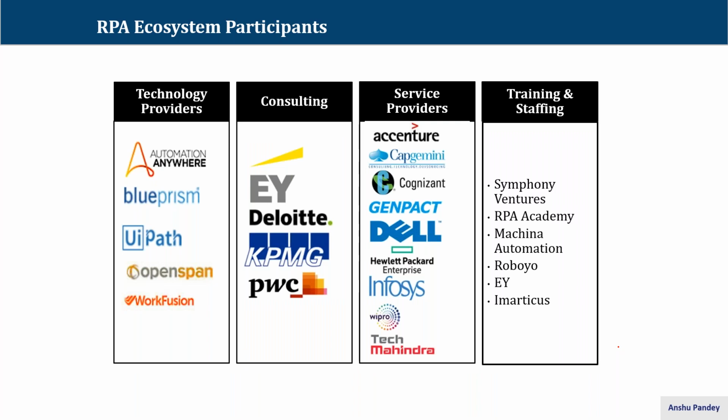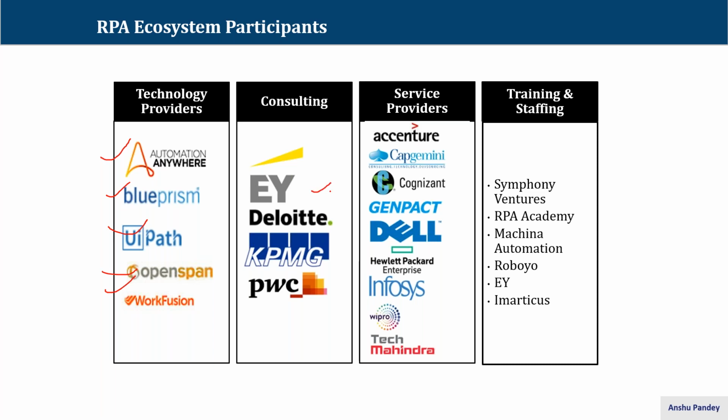Okay, so you can say that the popular technology providers include Automation Anywhere, Blue Prism, UiPath, OpenSpan, and WorkFusion. These are a couple of very popular software platforms which can be used to create bots.